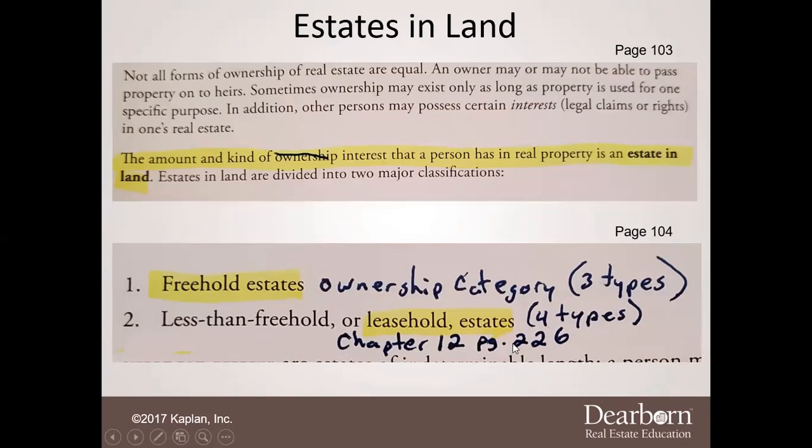Chapter 12, page 226 is where we're going to go over those 4 types of leasehold estates in a much later chapter. But I'll mention them in this chapter so you know what those 4 types of estates are, but I'm not going to go over them with any specificity. And let me know when you got that so I can move along.